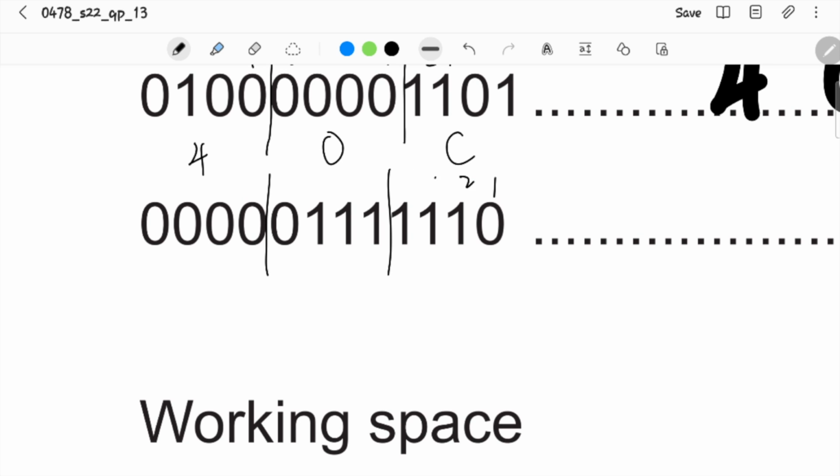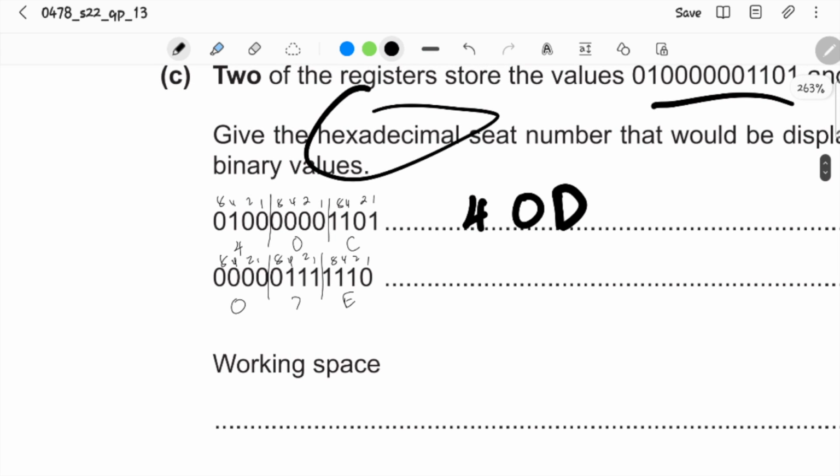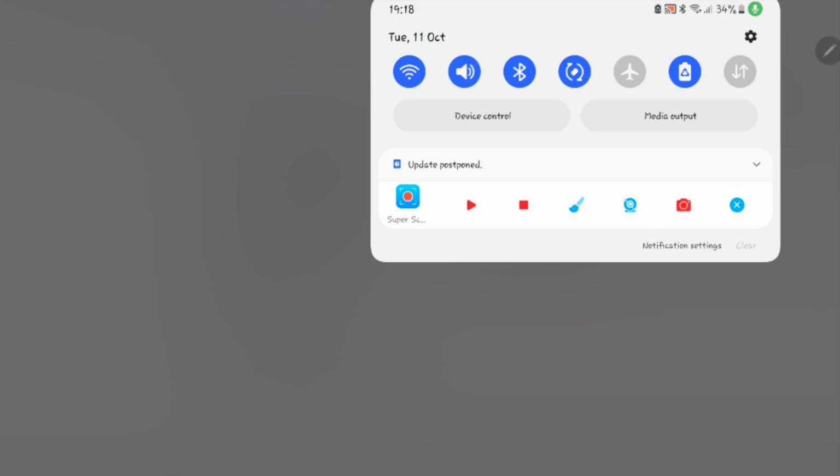Anyway, 1 2 4 8, 1 2 4 8, 1 2 4 8, same thing. Here's going to be 0, here's going to be 7, and then here's going to be 14. 14 is E.